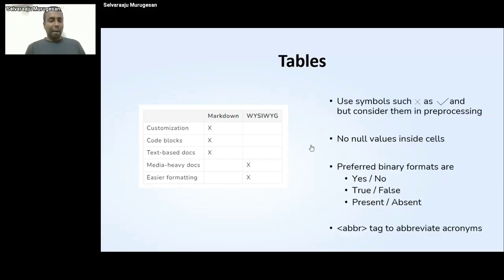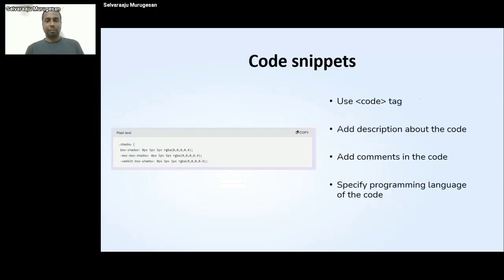And if you're using any kind of abbreviation, use the ABB tag to make sure that you actually expand the synonym. Code snippets. We love to put a lot of code in our technical documentation. Make sure you use the code tag, and you add a description if you can add more comments. And then when the chatbot is trying to give a response as code, it knows how to infer the code basically. So it's extremely important.